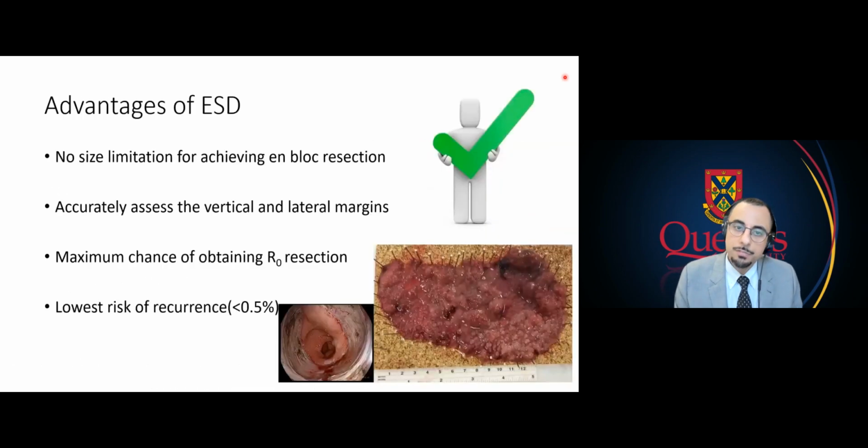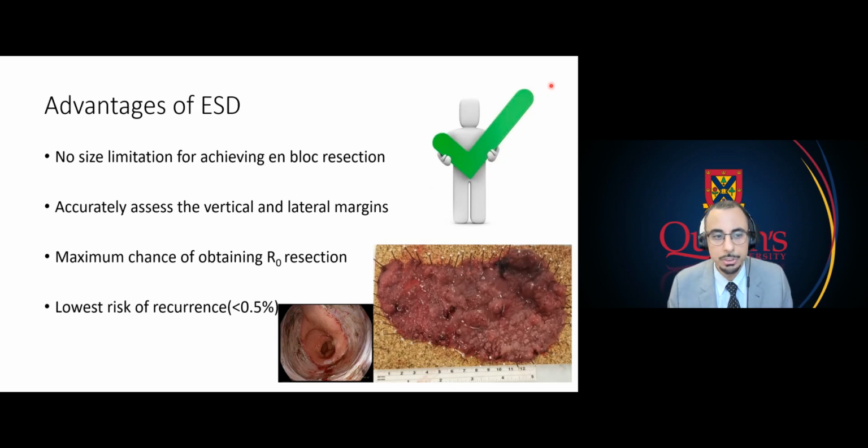In terms of the advantages of ESD, as I mentioned, there's no size limitation for achieving an en-bloc resection. You can assess the vertical and lateral margins accurately. It gives you the maximum chance of obtaining an R0 resection, and it gives you the lowest risk of recurrence, so less than 0.5%.